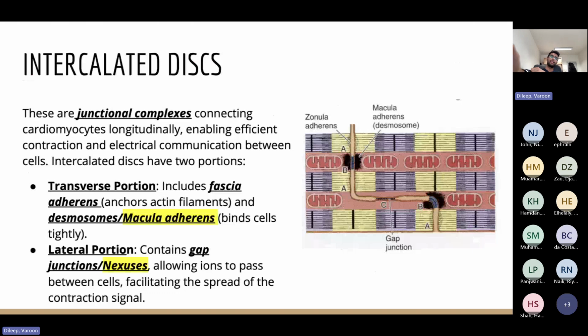And now we have the intercalated discs. Intercalated discs, as I said, are seen in longitudinal sections. They connect the cardiomyocytes. They have two parts: we have the transverse portion and the lateral portion. The transverse portion is made up of fascia adherens and desmosomes.